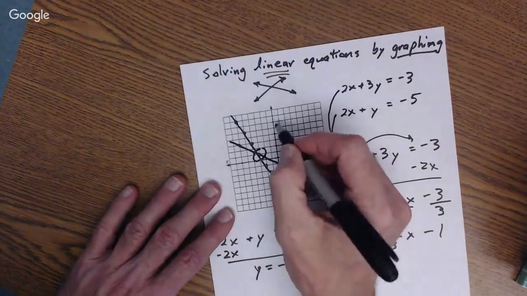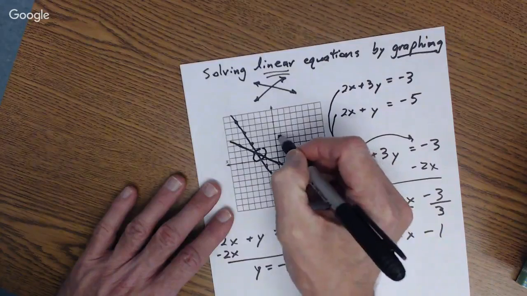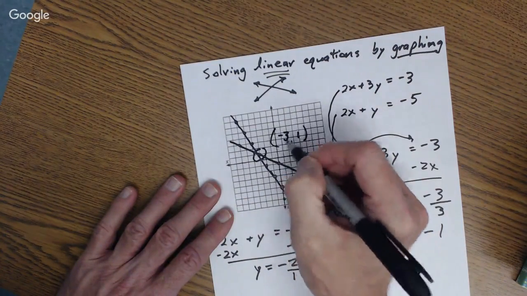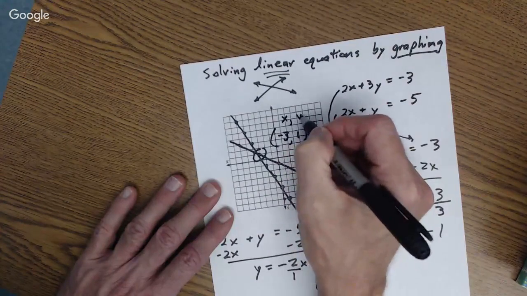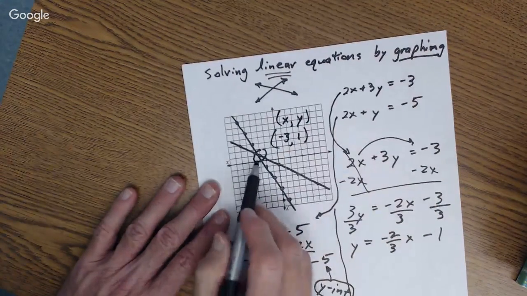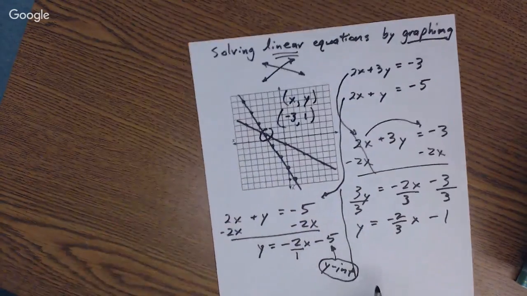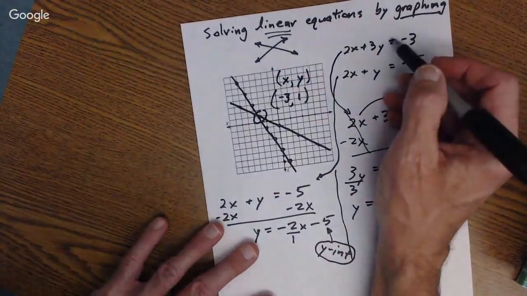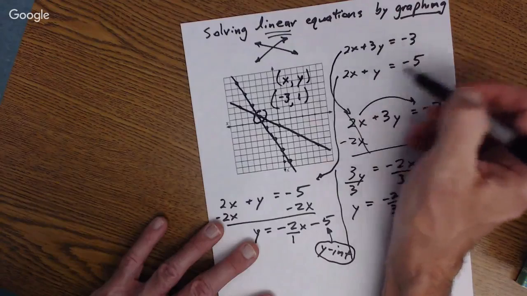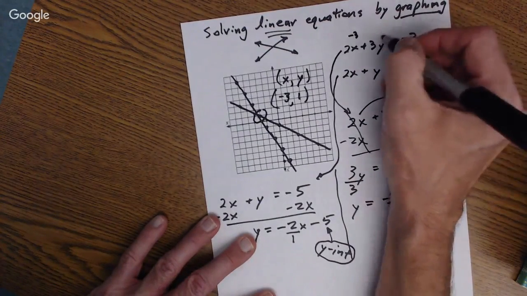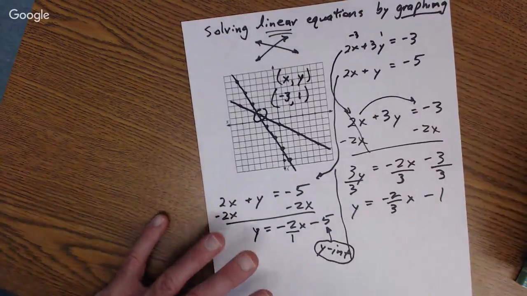And the coordinates of that point right there are -3 on the x-axis, +1 on the y-axis. So this is x comma y. Of that point right there is -3 on the x, +1 on the y. So I should go back to the original equations right over here, and I should put in -3 for x and +1 for y and see if that balances.